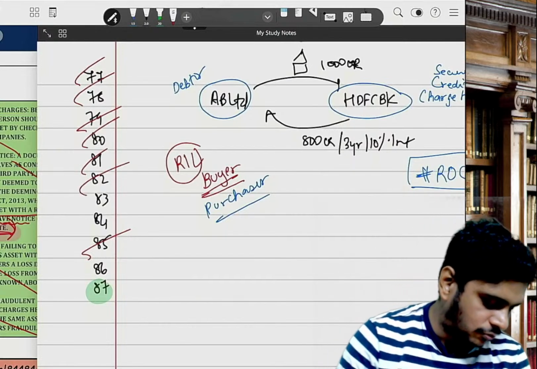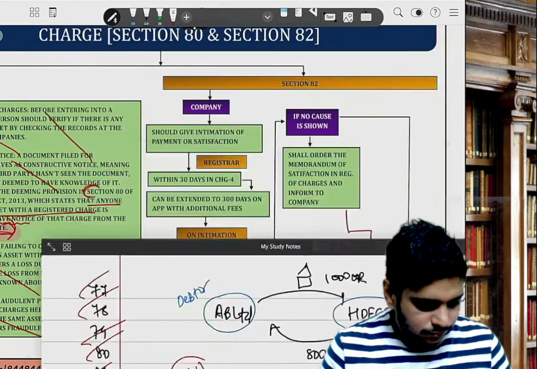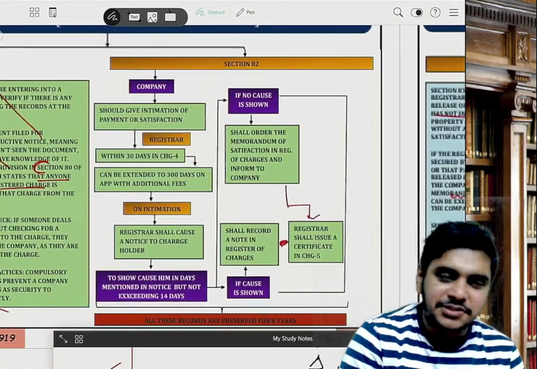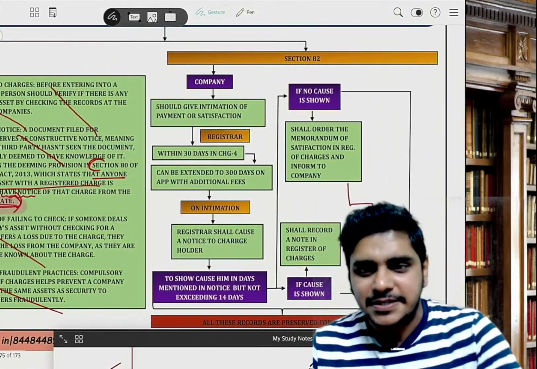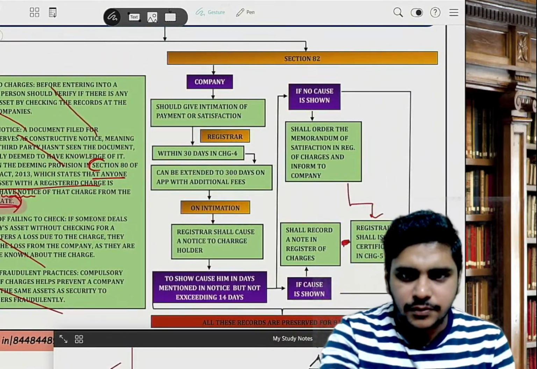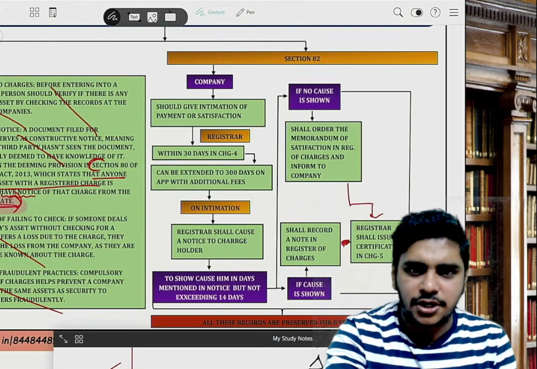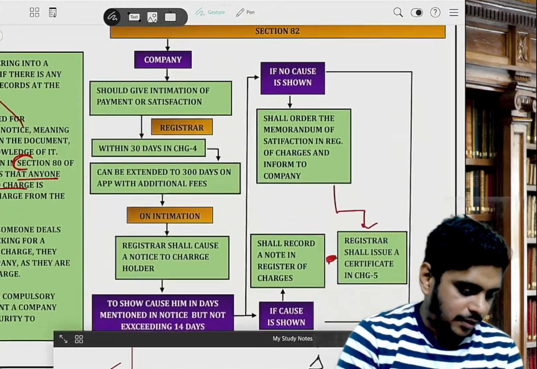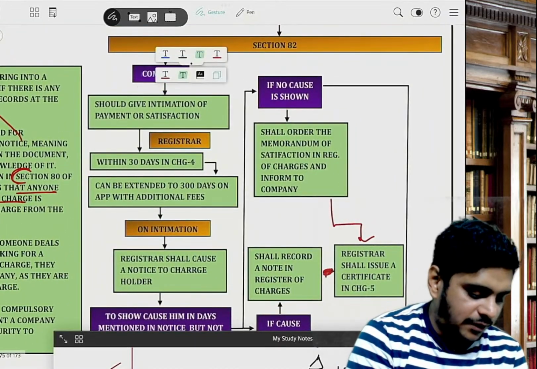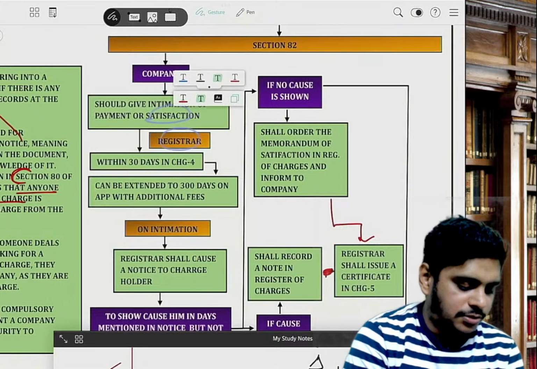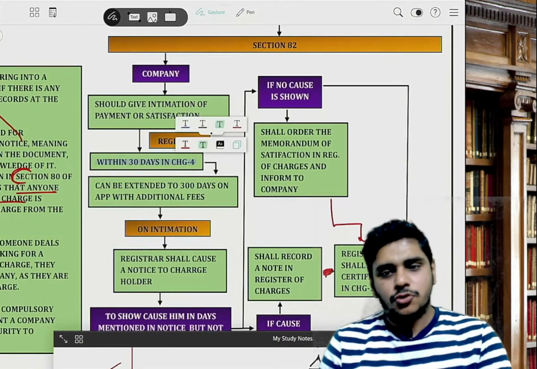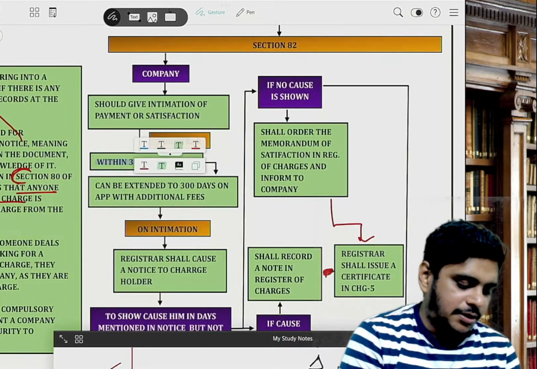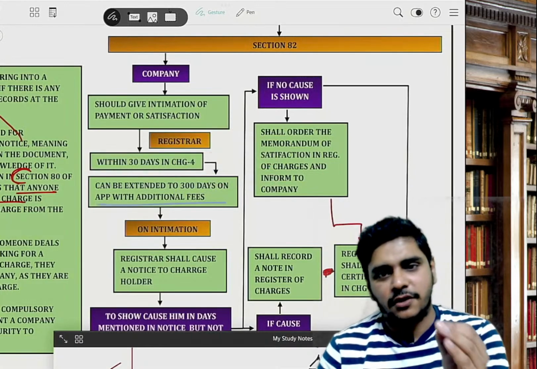Now we are doing 82, satisfaction of charge. What does satisfaction of charge mean? Payment, basically. Now, the company has made the payment, so the company will give intimation of payment or satisfaction to the ROC within 30 days in form number CHG4. The time limit of 30 days can be extended to 300 days on additional fee.